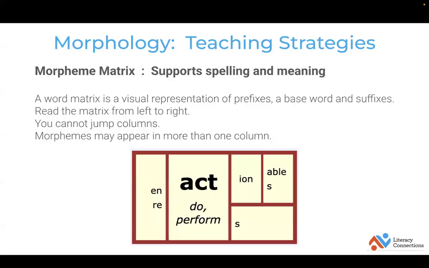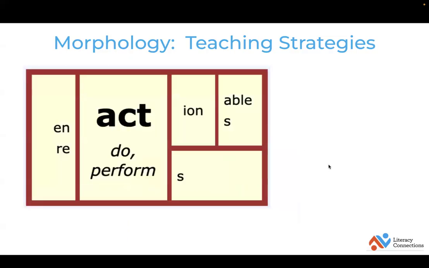So you can see here that we've got an S in one column so that we can do acts or reacts. And then we also have an S in the far column there so we can have reactions if we're reading left to right. You can find a number of these matrices online. You can create your own, and they are just a handy way to either work as a whole class to see how many words you can come up with, or as an independent activity.